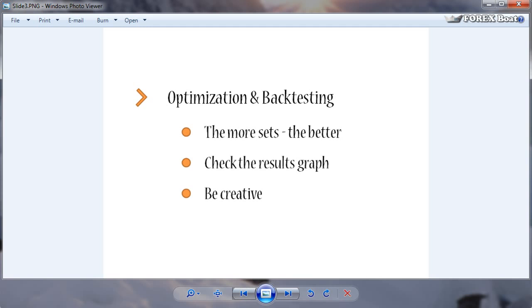And finally, be creative. Remember how we picked out our sets? We weren't only looking for the highest profit. We looked at the highest profit, and then we tried to mix up the different types of start hours, and we looked for low drawdowns. So don't be afraid to dive deep into your optimization results and see what you can find there.